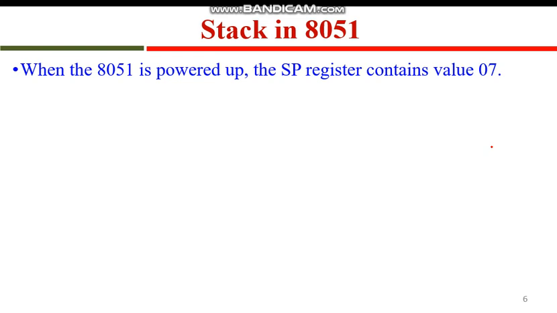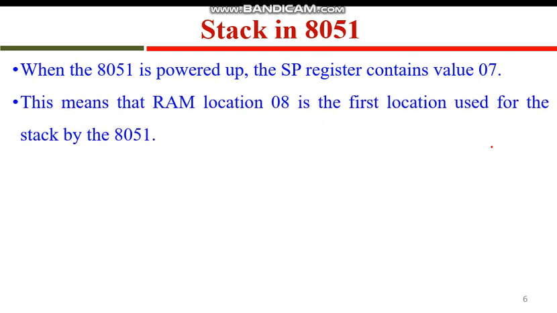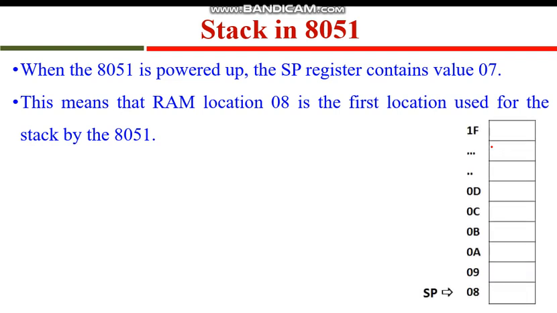So as I told, whenever 8051 is powered up, the SP contains value 07. This means that the RAM location 08 will be the first location used for the stack by the 8051. So whenever we reset the 8051, the SP will be having value 07, and we can add first number at 08, then second number at address 09, third number at address 0A, B, C, and so on.